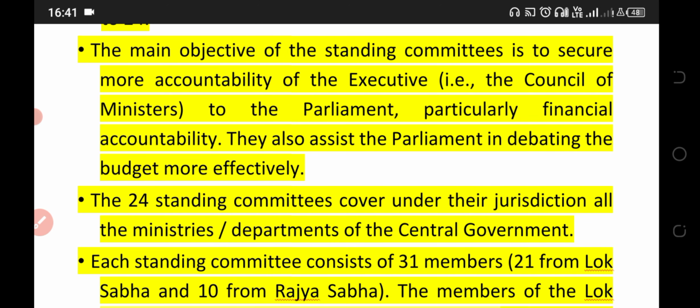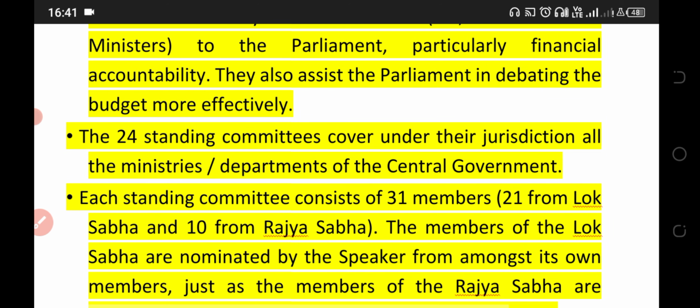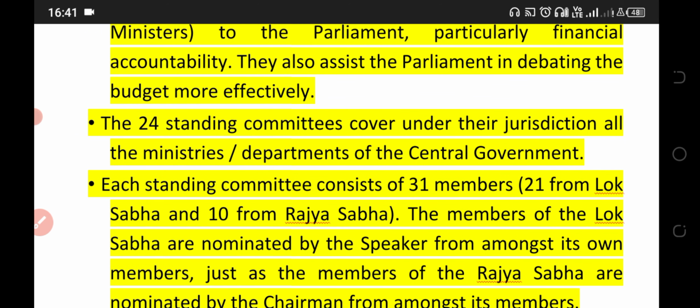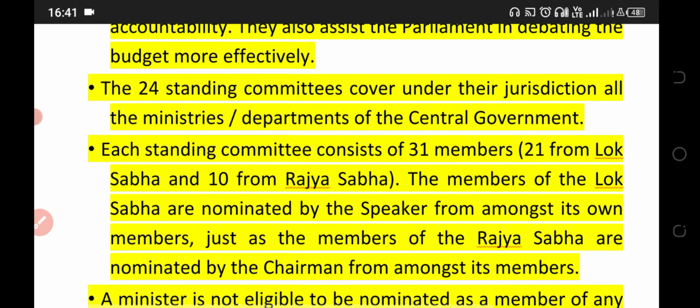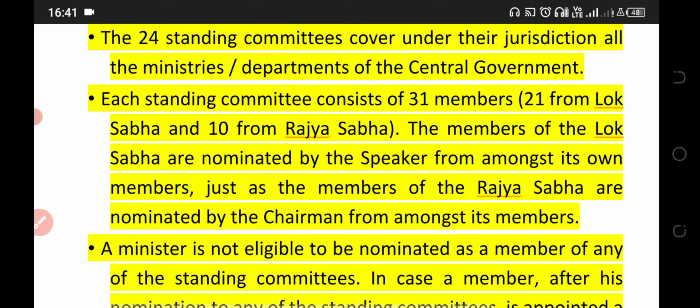The main objective of the Standing Committees is to secure more accountability of the Executive Council of Ministers to the Parliament, particularly financial accountability. They also assist the Parliament in debating the budget more effectively. The 24 Standing Committees cover under their jurisdiction all the ministries and departments of the central government.